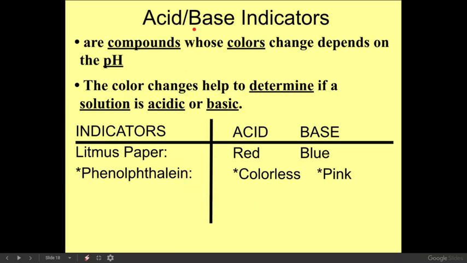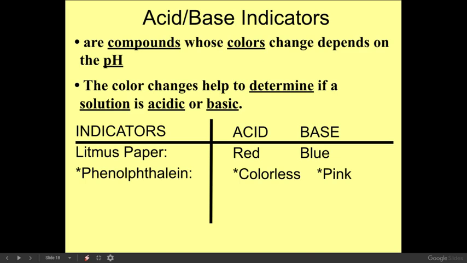All right, this last part here, acid and base indicators, are compounds whose colors change depending on the pH. The colors change to help determine if a solution is acidic or basic. So we have indicators called litmus paper. If we have red litmus paper and we dip it in acid, it stays red. If we dip red litmus paper in a base, it becomes blue.